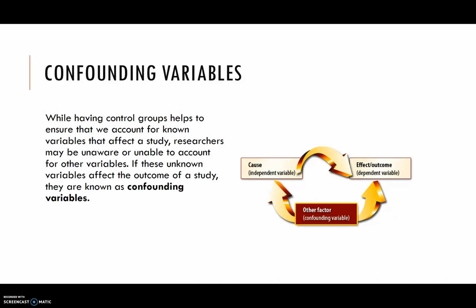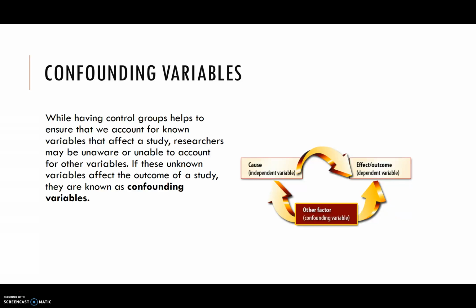While having control groups helps to ensure that we account for known variables that affect the study, researchers may be unaware or unable to account for other variables. If these unknown variables affect the outcome of a study, they are known as confounding variables.